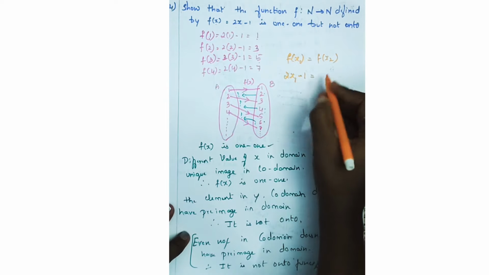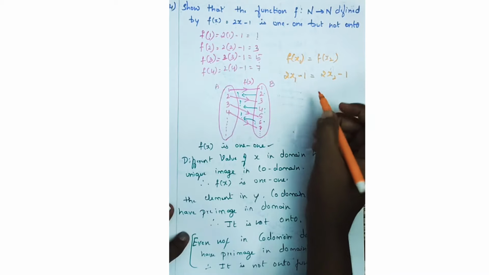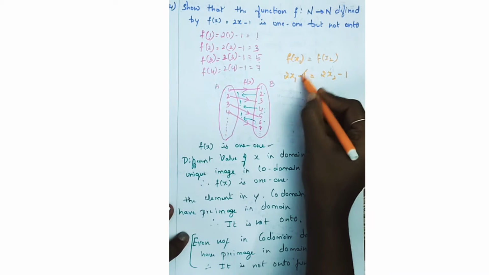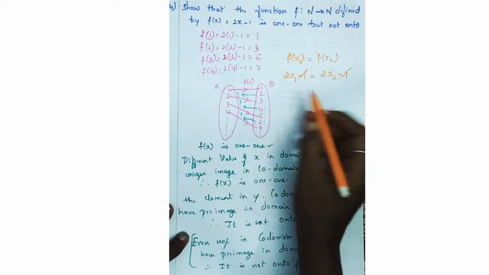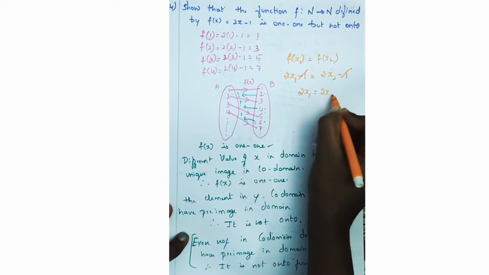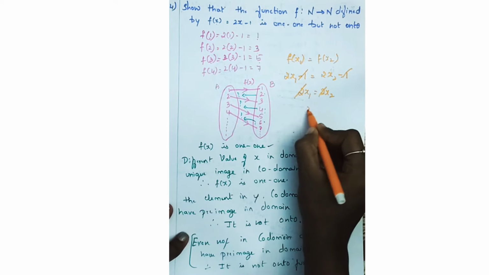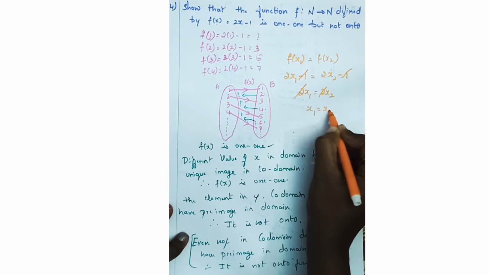If it is x2, you just put 2x2 minus 1. So what happens? I'll just cancel this minus 1 term on both sides. Next, 2x1 is equal to 2x2. Then I'll cancel 2 and 2, so it becomes x1 is equal to x2.